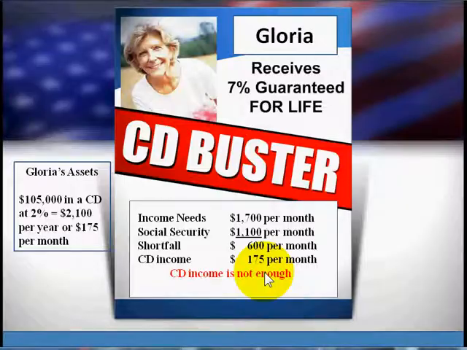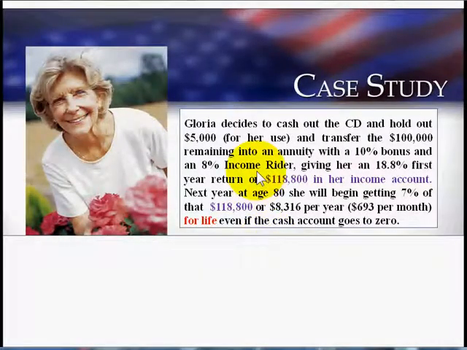So she came to us, and this is what we had her do. She decided to cash out the CD and hold out $5,000 for her use throughout the year, and transfer the $100,000 remaining into an annuity with a 10% bonus and an 8% income rider. All right, that gives her a 18.8% first-year return, or $118,800 in her income account. See that purple account like before? She has $118,800 when she's 79 years old in that account.